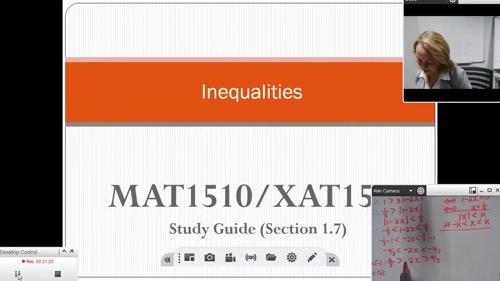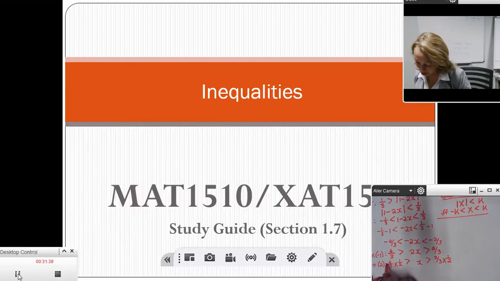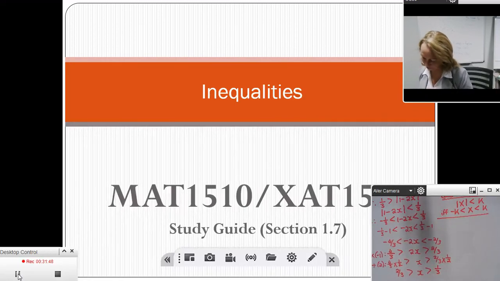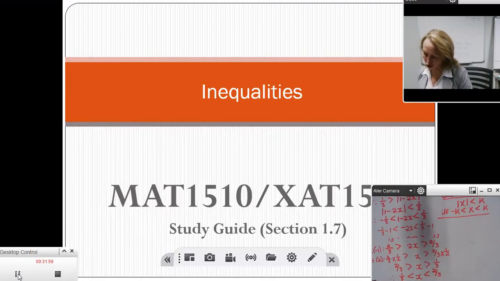So if I divide this inequality by 2, remember division by 2 is the same as multiplication by a half. So if I multiply this by a half, then I've got to multiply this by a half. So my inequality becomes: 2 divides into 4 twice, so it's 2 thirds is greater than x. 2 divided by 2 is 1, so it's a third. All right, so do you see our solution now? Our solution is a third, strictly less than x, strictly less than 2 thirds.